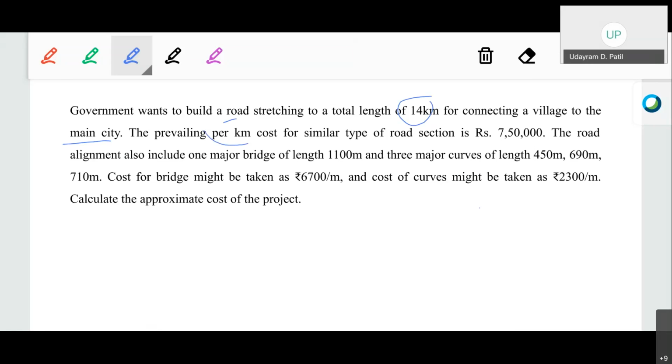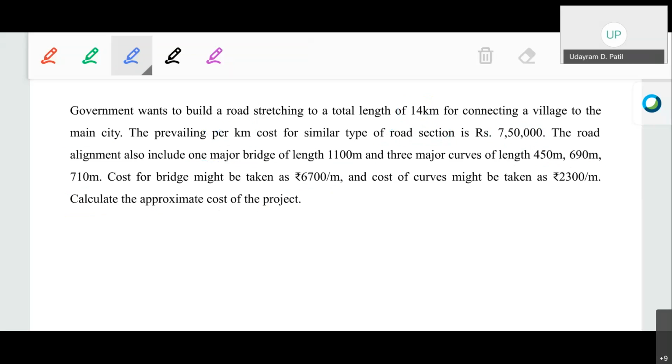The prevailing per kilometer cost of a similar type of road section is 7,50,000. The road alignment also includes one major bridge of a length 1,100 meters, and three major curves of the lengths 450, 690, and 717 meters. Okay, the cost of the bridge might be taken as 6,700 rupees per meter, and the cost of the curves might be taken as 2,300 rupees per meter. Okay, calculate the approximate cost of the project.